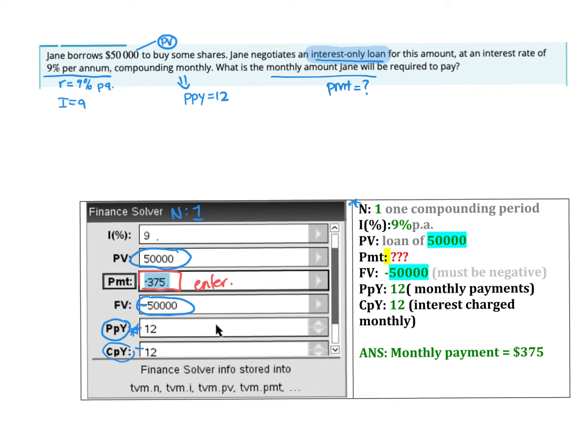But when they ask you what is the monthly repayment, your answer would obviously be the payment is 375. Okay?